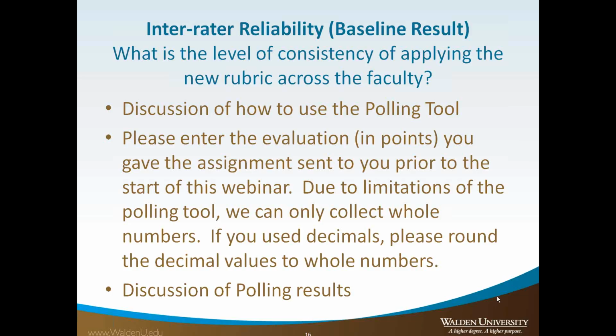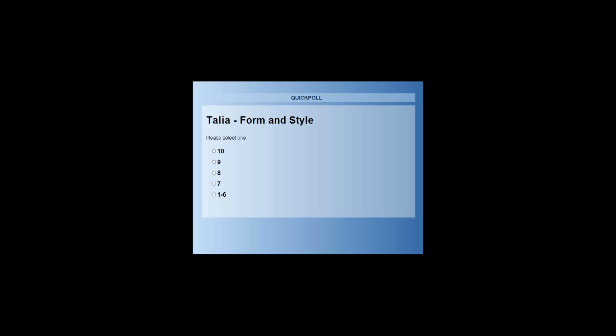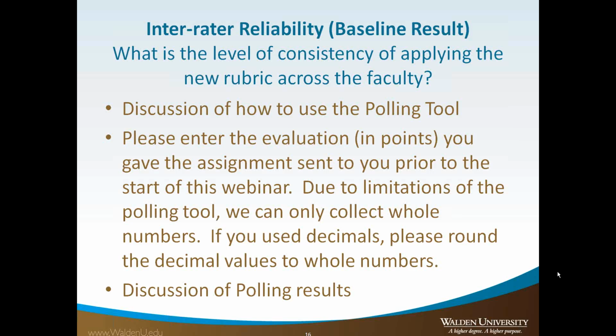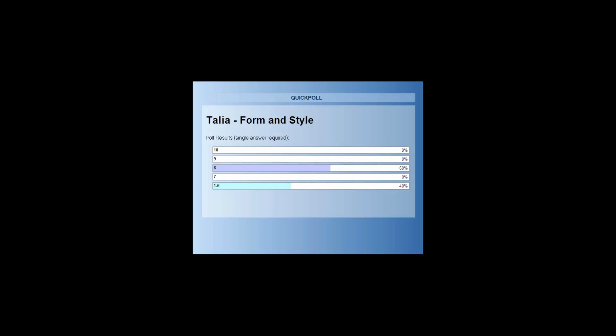All right. The next one is Talia form and style. If you can take a few moments. Okay, we're at 16% again. Oh, 20, it's going up a little. All right, I'm going to be closing the poll at the 20% response rate. This is what we had. Okay, again, just take a look at how you compare to other faculty. It looks like we have a little bit of consistency, except there's a spread in there.